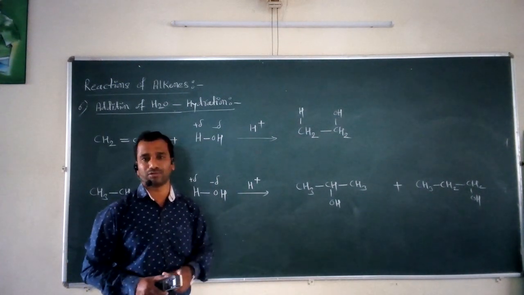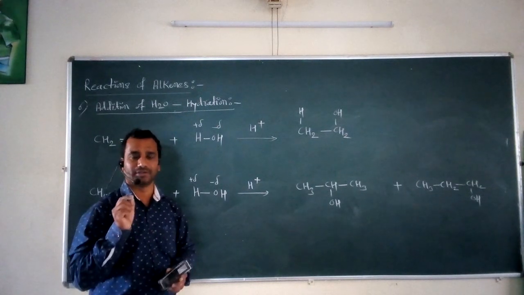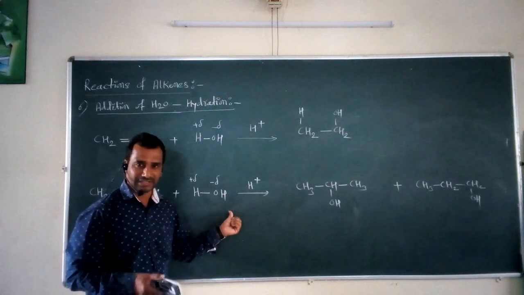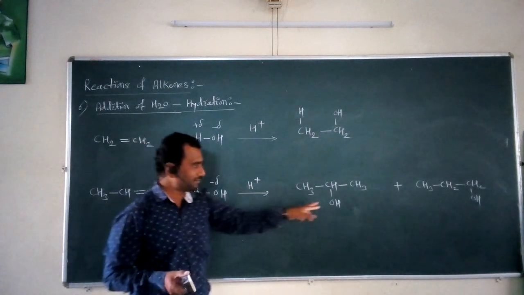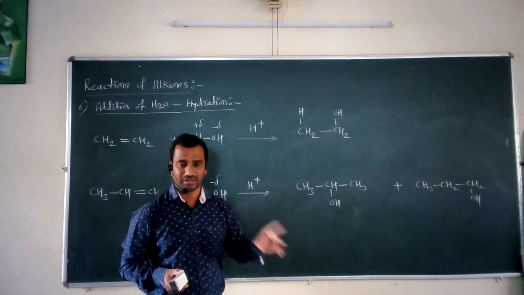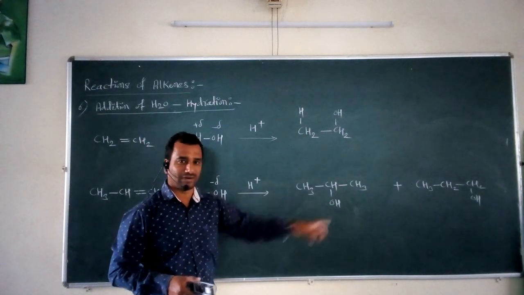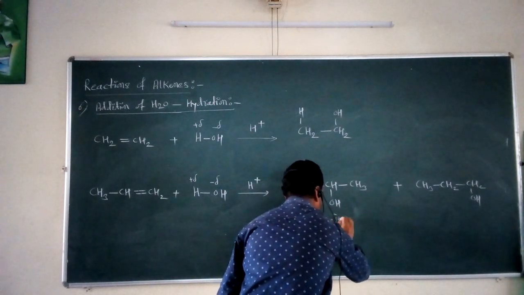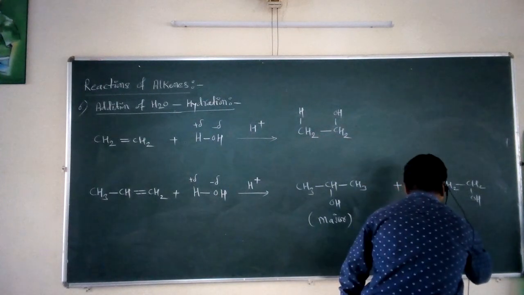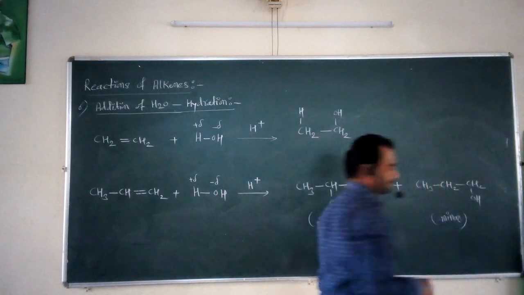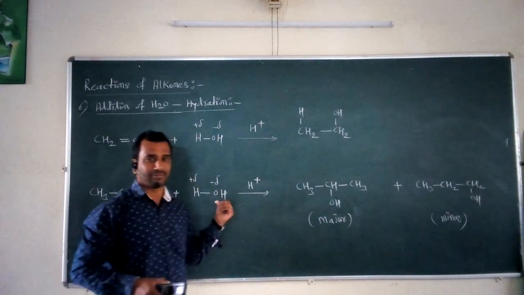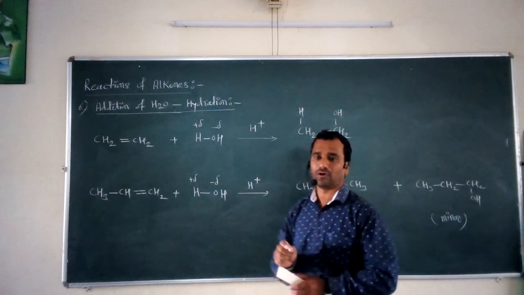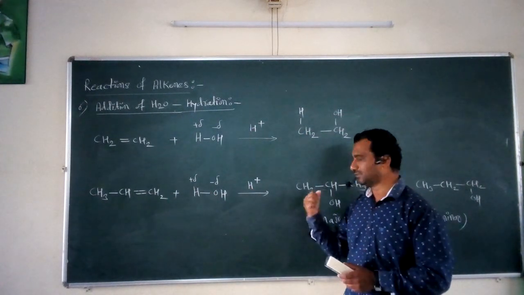But the question is which is major and which is minor. Again, the same rule applies here, called Markovnikov's rule. According to Markovnikov's rule, the negative part of the addendum gets added to the olefinic carbon which has the least number of hydrogen atoms. That product is considered the major product. So according to that, the first product is the major product and the second product is the minor product. So we can say that the addition of water across the carbon-carbon double bond takes place according to Markovnikov's rule to form a particular alcohol.